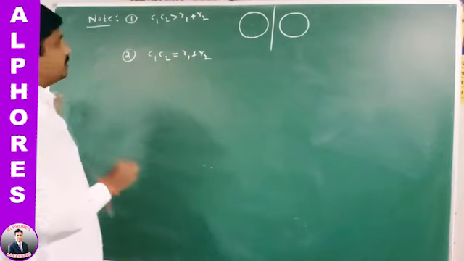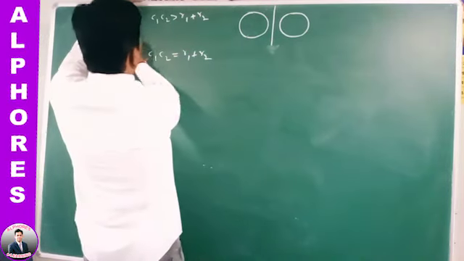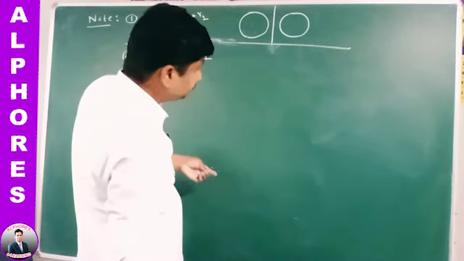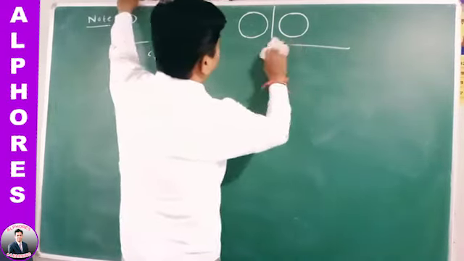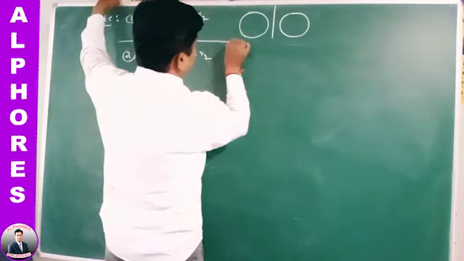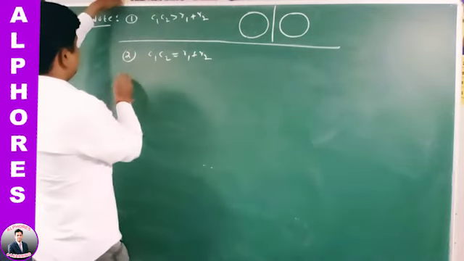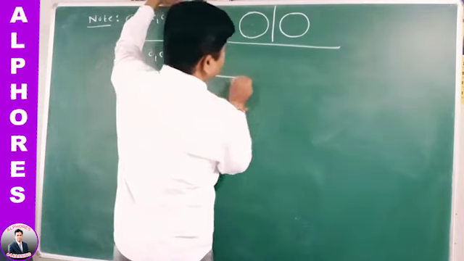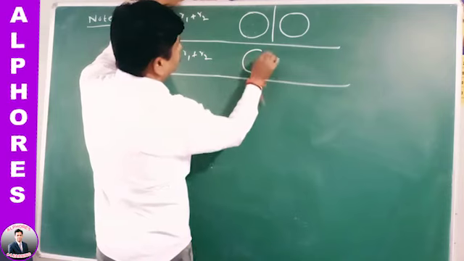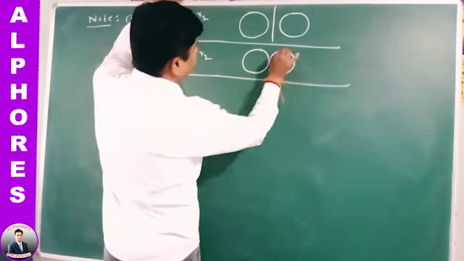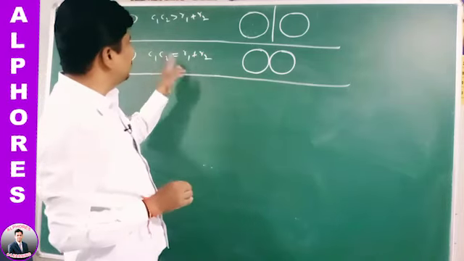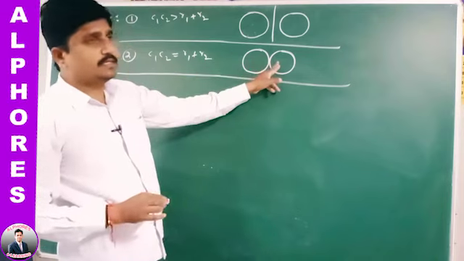C1 C2 equal to R1 plus R2. In this case, C1 C2 equal to R1 plus R2 means the relative position of two circles is what? The two circles touch externally. The two circles are said to touch each other externally. If C1 C2 equal to R1 plus R2, the two circles touch each other externally.